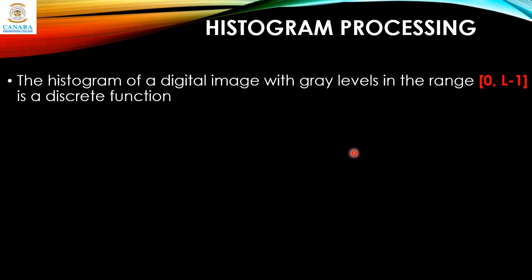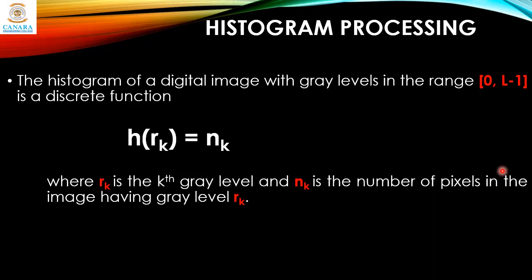The histogram of a digital image with gray levels in the range 0 to L minus 1 is a discrete function. Here L is the maximum level. For a grayscale image, L will be 256. And this histogram is given by the equation h of rk equal to nk, where rk is the kth gray level and nk is the number of pixels in the image having gray level rk.